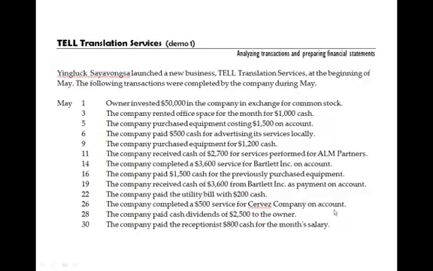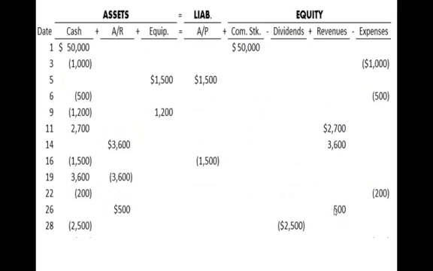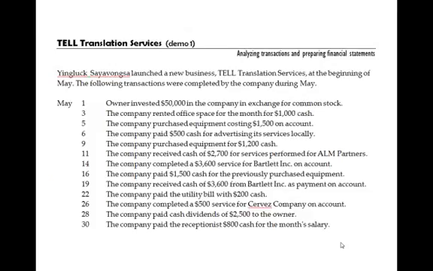On the 28th, the company paid cash dividends of $2,500 to the owner. That's a distribution to the owner. So we're showing cash going out of $2,500, and then we're showing over here under equities dividends, which is a decrease in equity, so we're showing it as a negative number, dividends of $2,500. Notice we're still in balance, right? If we take $2,500 off one side of the accounting equation and take $2,500 off the other side of the accounting equation, we're in balance.